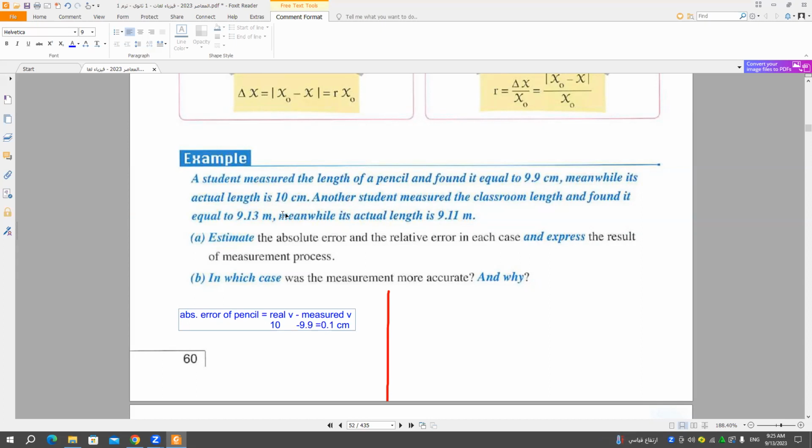And to get the relative error for the length of the pencil, the relative error of the pencil equals the absolute error divided by the real value, which is called x naught.